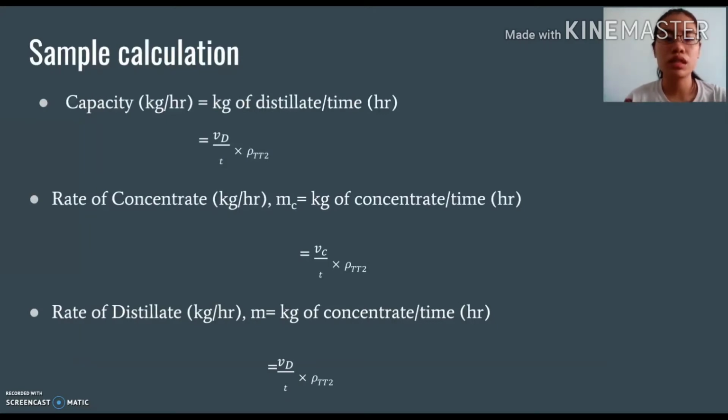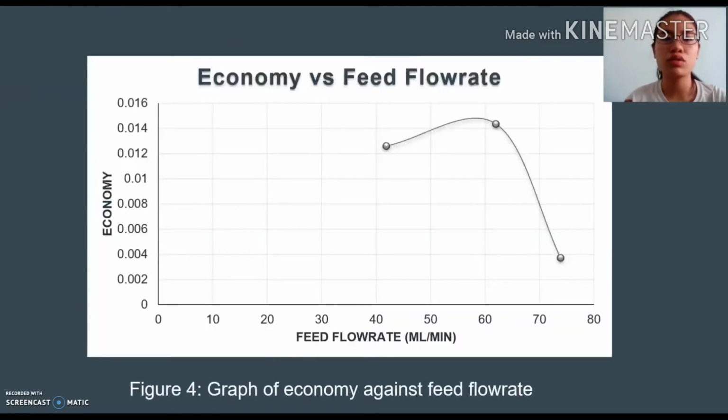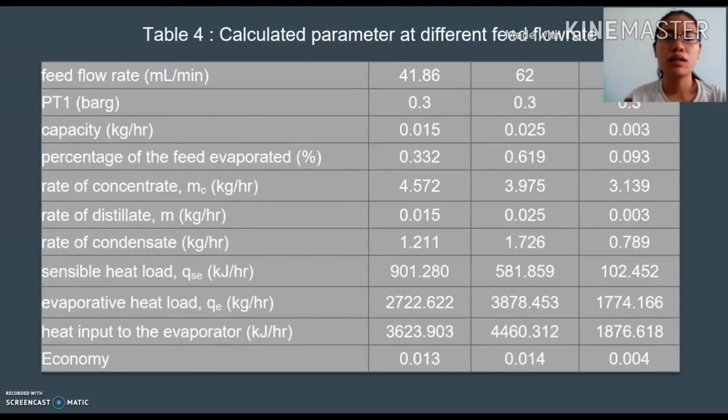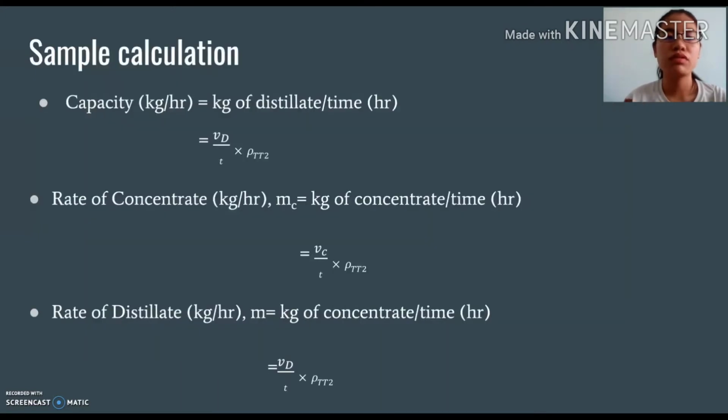So this is the calculation for each section that I showed you here. The first is the capacity. Capacity also means how much water is evaporated, so it is the same as the value of the mass flow rate of distillate.